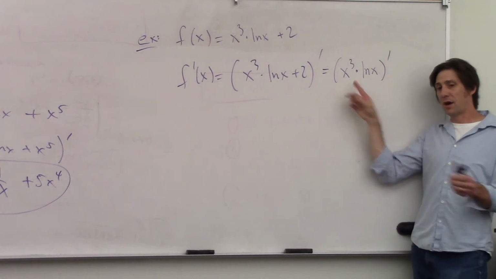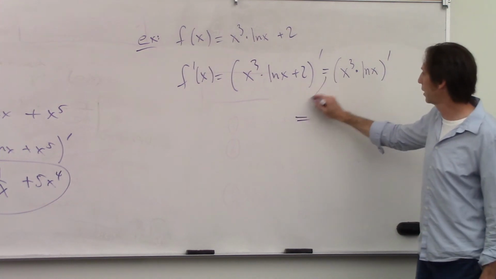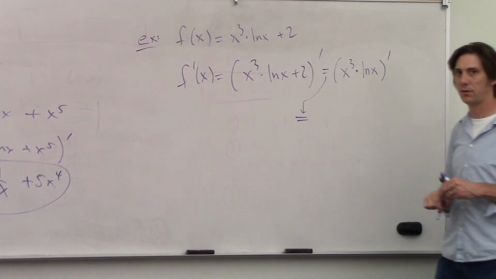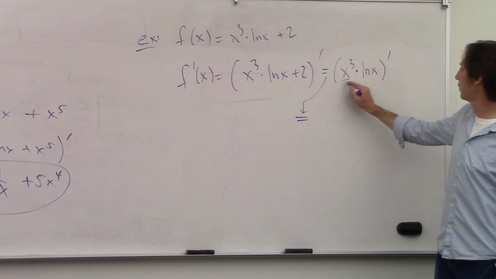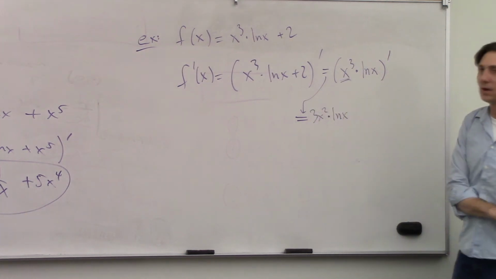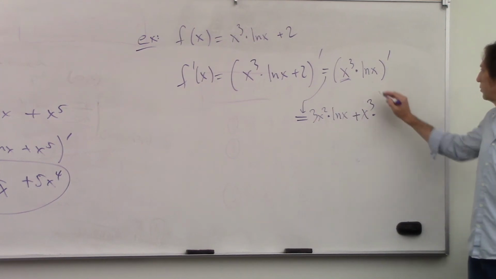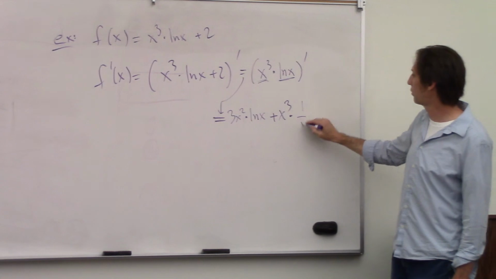Ultimately, this is a product, and so to do the derivative, I need the product rule, right? I still have to do my old rules whenever they come up. The derivative of the first term is 3x squared times the second term, which is ln of x, plus the second term, x cubed, times the derivative of ln, which is 1 over x.